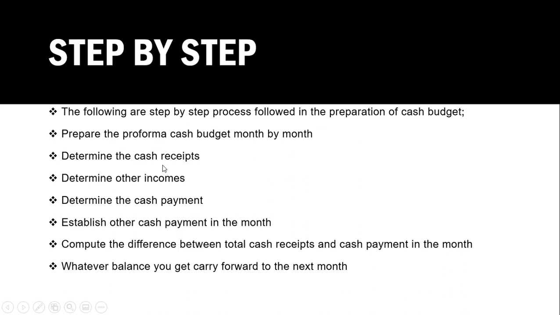Then determine the cash receipts. Determine all the cash receipts in that particular month or in each and every month. The cash receipts can be, one, sales you've made; two, cash you've received from debtors; and three, other incomes. You need to make sure that you determine other incomes, like when you sell an item at a profit, or when you make a foreign exchange gain. So these are other incomes that can arise in the operation of the cash receipts.